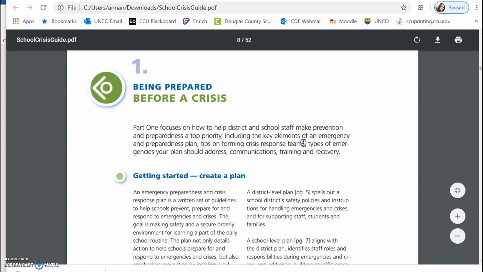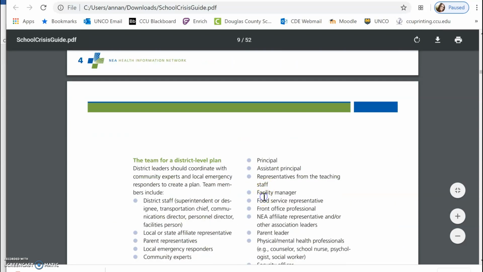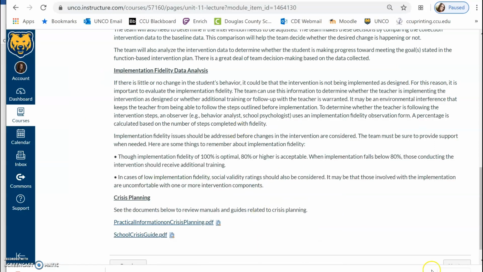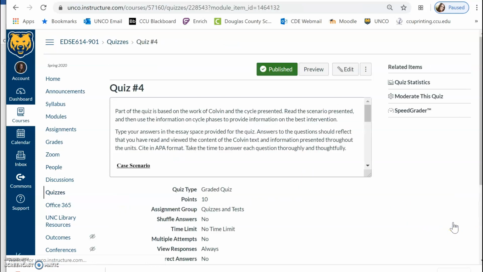Parts of this might be implemented in a behavior intervention plan. So this document does provide examples of those who might be involved in crisis planning. Here is additional information, case studies. So do take time to check that out.